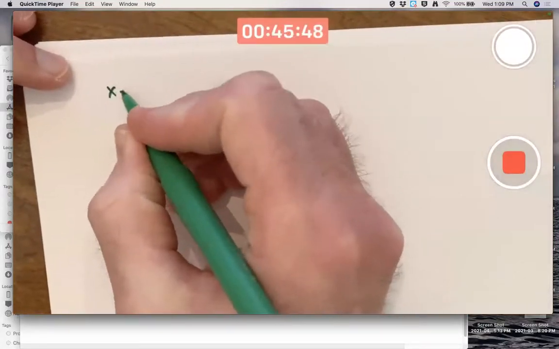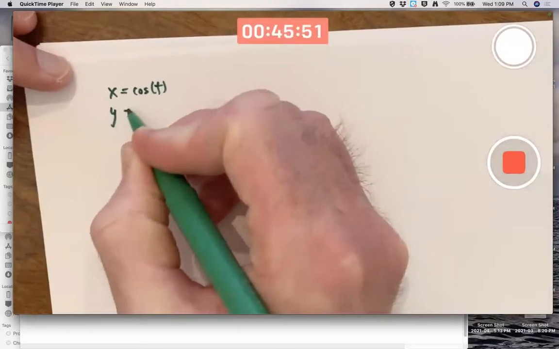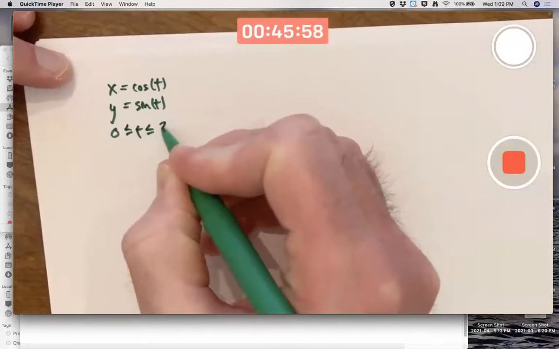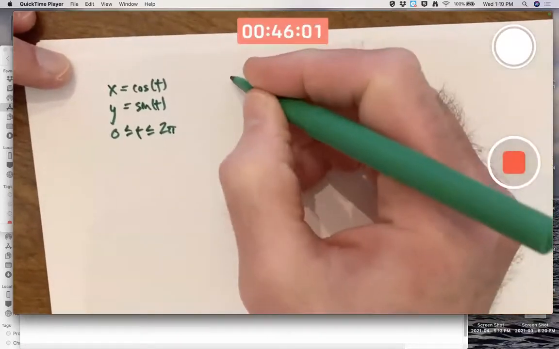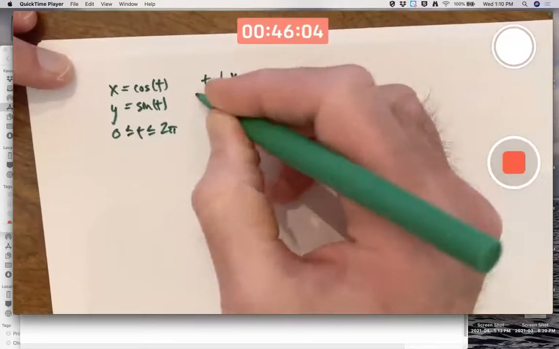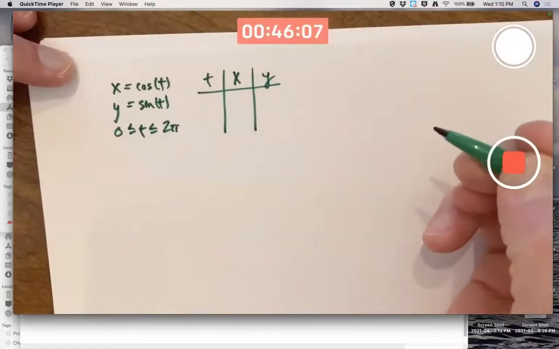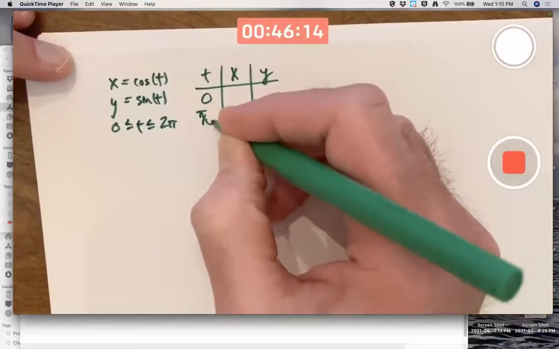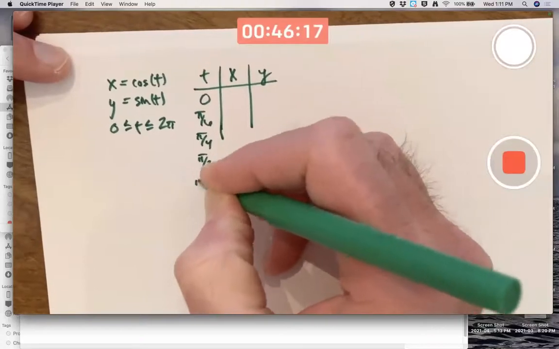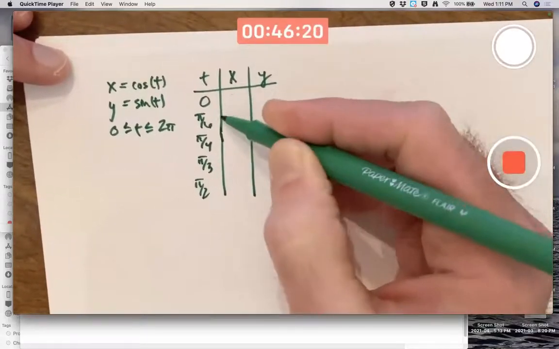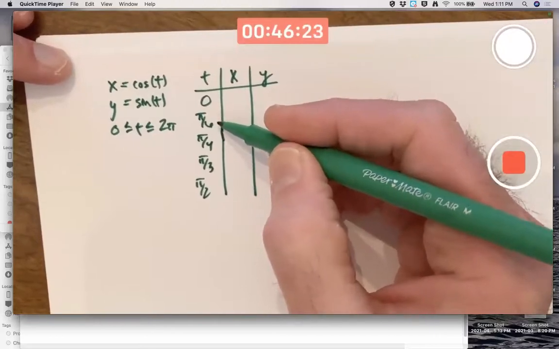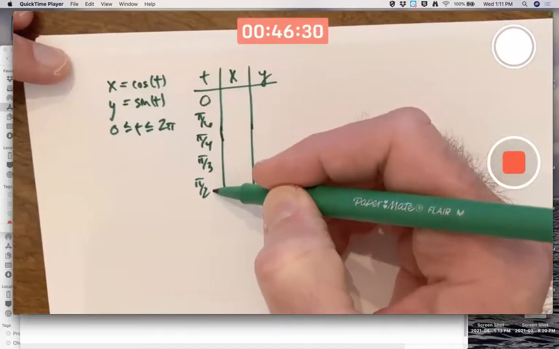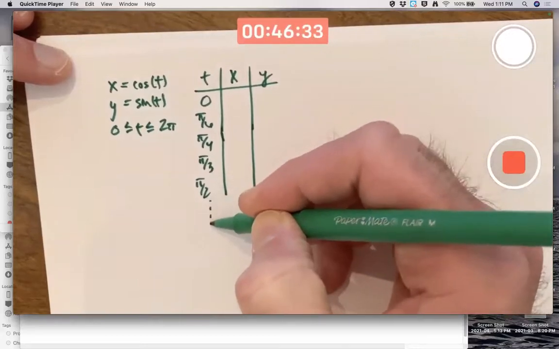If I let x equal cos t and y equal sine t, as t varies between 0 and 2 pi, if you plot the corresponding values of x and y, what will you get? If you pick some different values of t, like t is 0, say pi over 6, pi over 4, pi over 3, pi over 2, pi over 6 is in the ballpark of 0.5 something, pi over 4 is 0.7 something, I think. Pi over 3 is a bit bigger than 1, pi over 2 is about 1.57. And I could keep going here, but I won't.